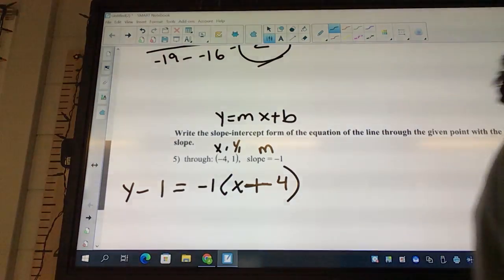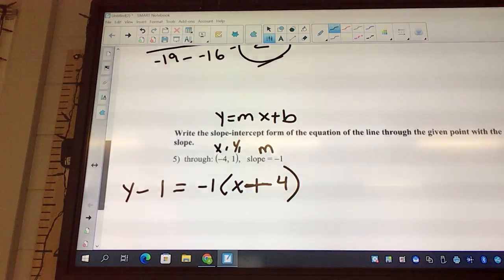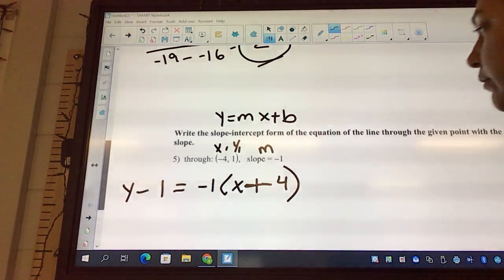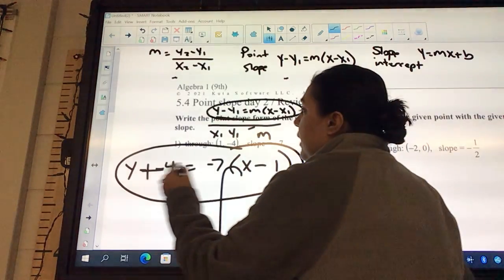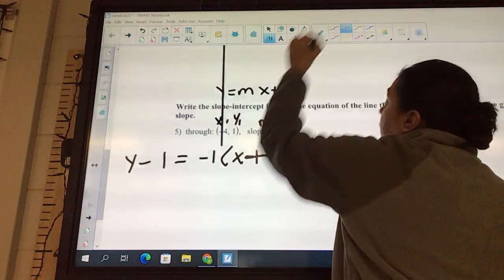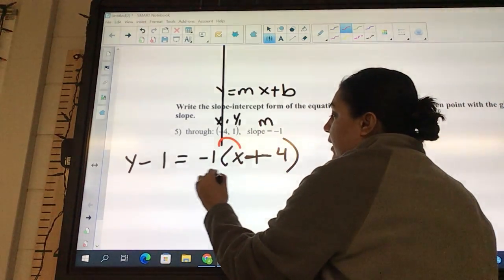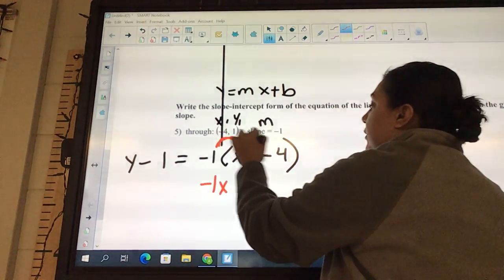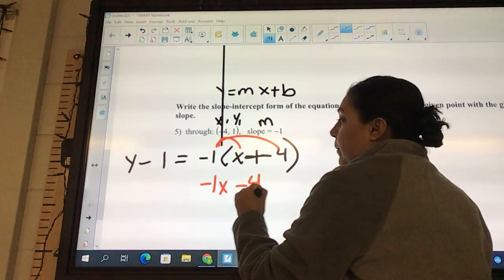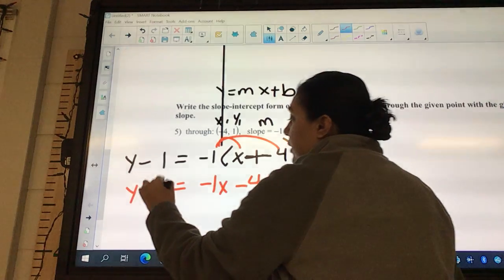And so now it's a matter of order of operations, okay? And so your first step is going to be to distribute, okay? So you're going to say negative 1 times x. Negative 1 times x is going to be negative 1x. Negative 1 times positive 4 is going to be negative 4. And over here, we haven't changed anything.